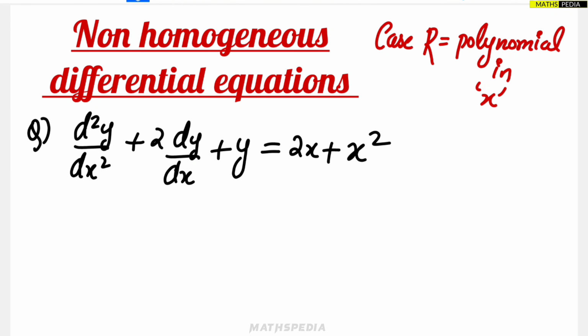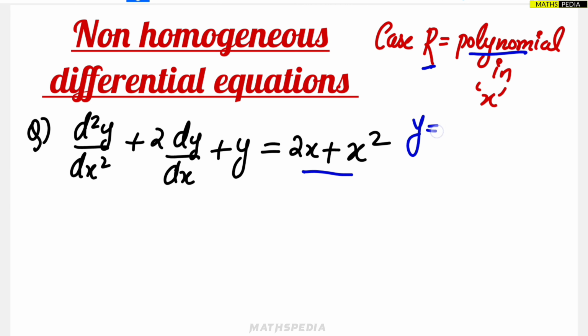So, the non-homogeneous differential equation. Here, what do we have on the RHS part? If R is a function of x, here we have the RHS part as a polynomial in x. So we can see a polynomial is given on the RHS side. Now, how do we proceed with the solution?